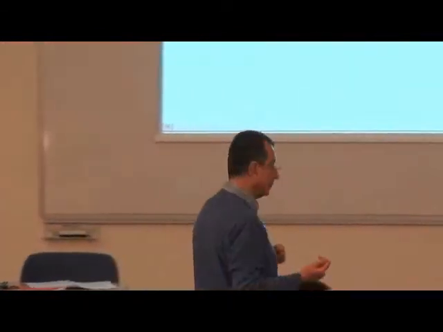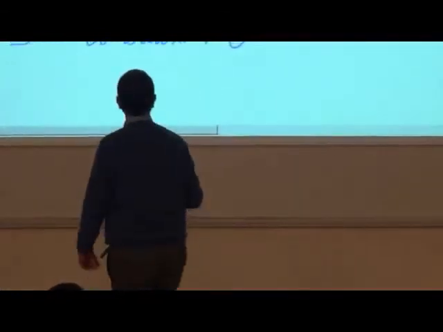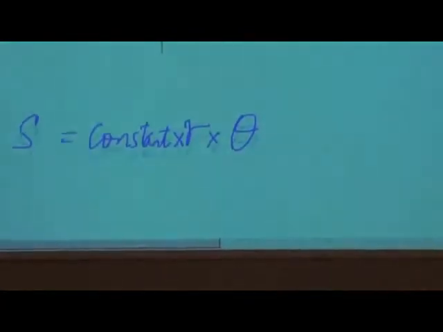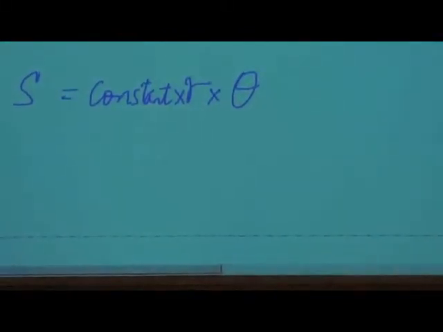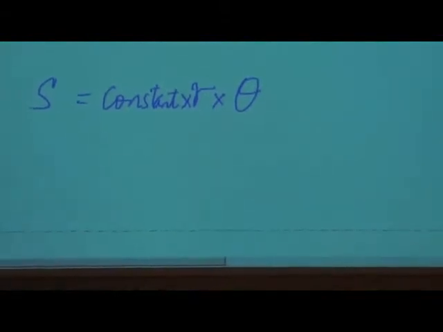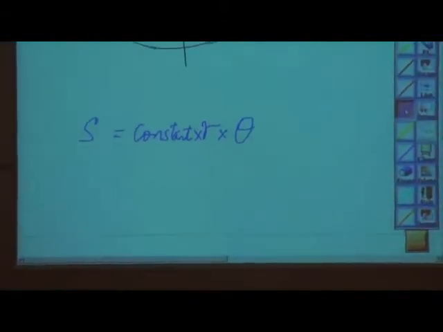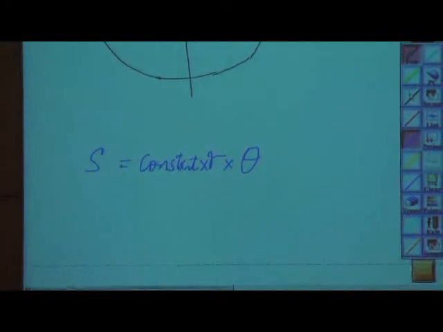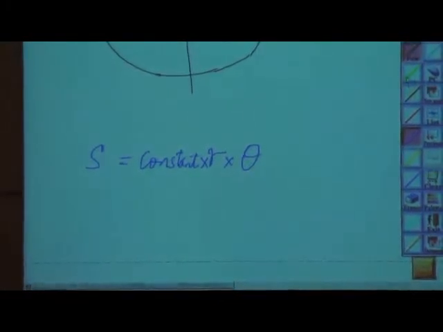But if this object is moving in a bigger circle, for the same angle, it will go a larger distance. So the distance gone is also proportional to the size of the circle. So I put there the radius of the circle. Proportional means there's also a constant in front, and the constant depends on the units you use. Okay? Clear?